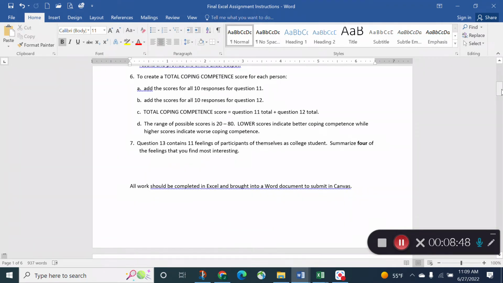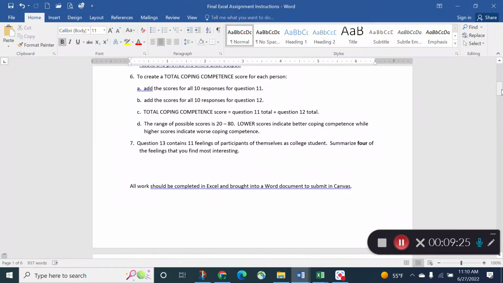So I'll be having some office hours where we talk about this, but that's how you do need to go in and create or calculate a total competence for each person. And then the last thing you're going to do for this is with regard to question number 13. And there were 11 feelings that were listed there. I mentioned a few of them in the video, but you're going to take 4 of those feelings and summarize them.